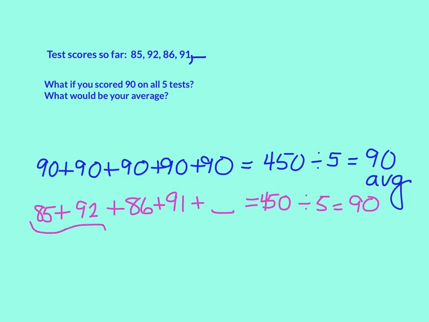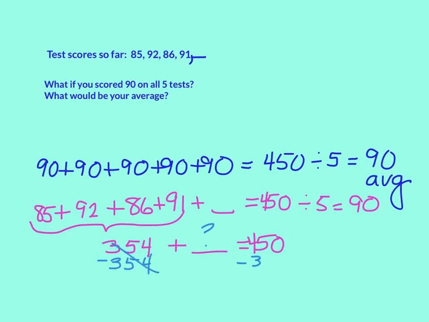If we add up all of our points so far, we would have 354 points. And we know we have to add something to it so that we can equal 450. To find what our last score will be, we would just subtract 354 from both sides, and we can see that we would need a 96 for our last score.